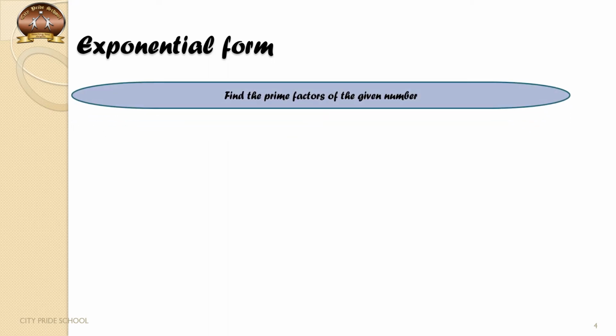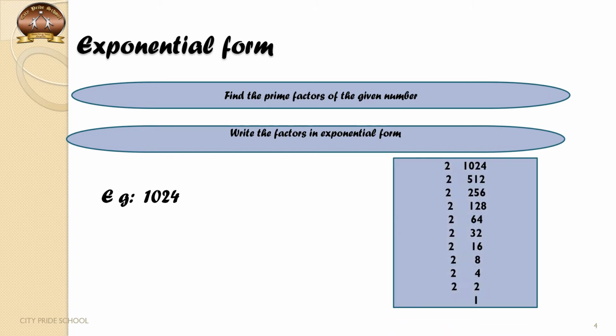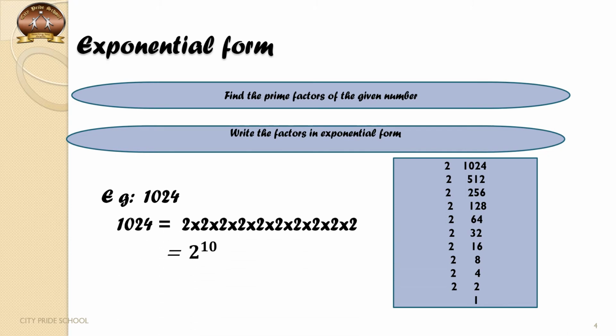So now let us learn that if a number is given to us, how to convert it into exponential form. Here, first step is we have to find the prime factors of the given number. Then write the factors in an exponential form. I have taken example 1024. So first I will find the prime factors. So you can see the prime factors are that 2 is multiplied 10 times. So in exponential form I will write it as 2 raised to 10.